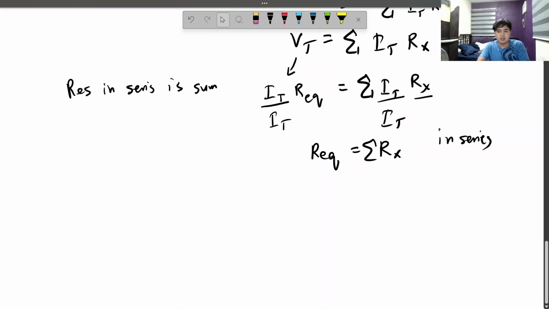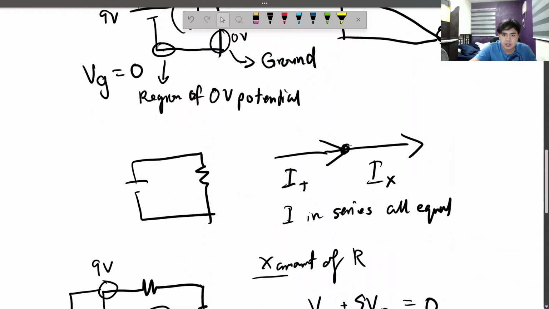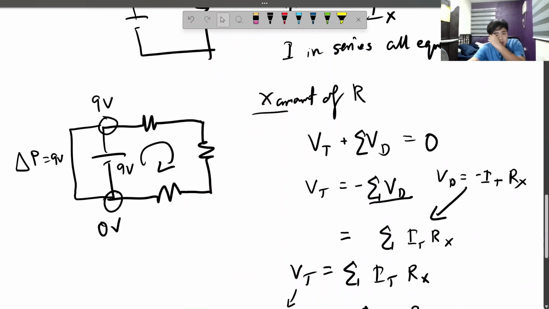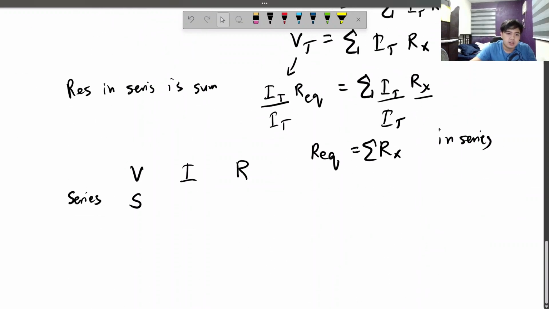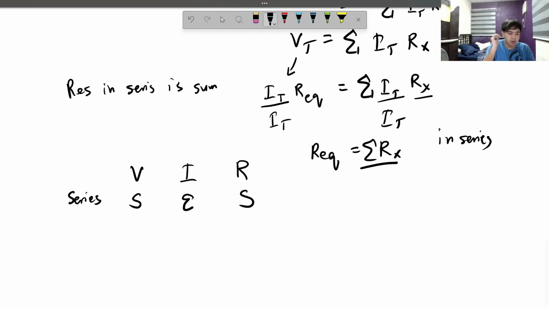So in conclusion, or in summary, the relationship can be described as follows. In a series circuit, the voltage is additive, so it's a sum, as we discussed in Kirchhoff's voltage law. The current in a series circuit is equal for everything in the series circuit. And for the resistances, it's just equal to the sum. This is going to be familiar to some of you who watched my earlier videos, but that's what happens in a series circuit.